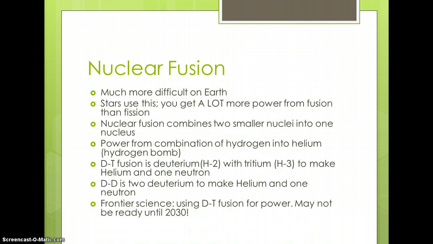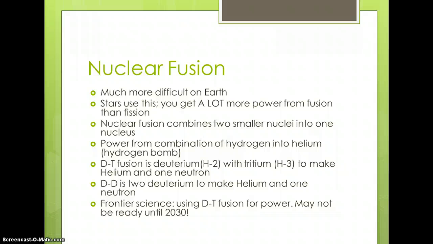Nuclear fusion is much more difficult on Earth. Stars use this. You get a lot more power from fusion than you do from fission. Nuclear fusion combines two smaller nuclei into one nucleus, so it's the combining rather than the splitting of atomic nuclei. Power from the combination of hydrogen into helium, that's a hydrogen bomb.